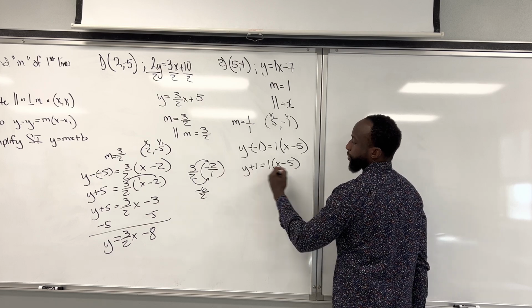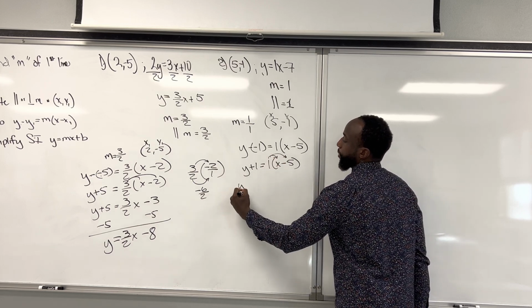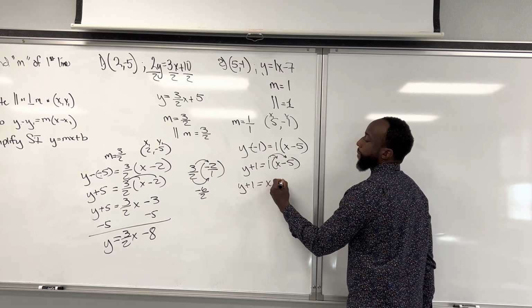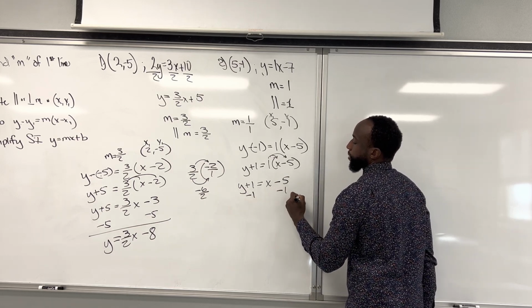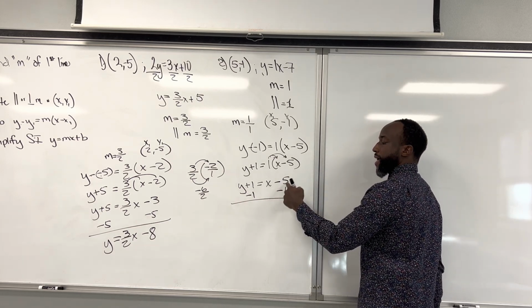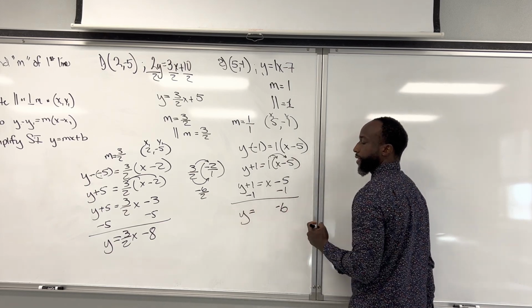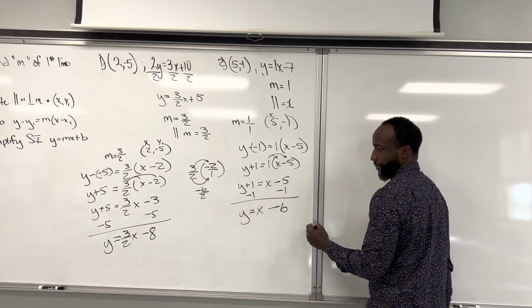So this is point slope form, and for slope-intercept form we distribute. So it'll be y plus 1 equals 1x, right, minus 5. Subtract 1 from both sides. Again, same sign, add and keep. So our equation for the line is going to be y equals x minus 6. Okay?